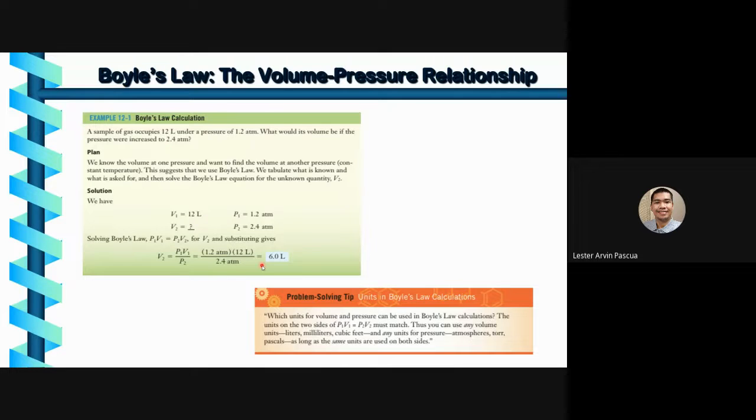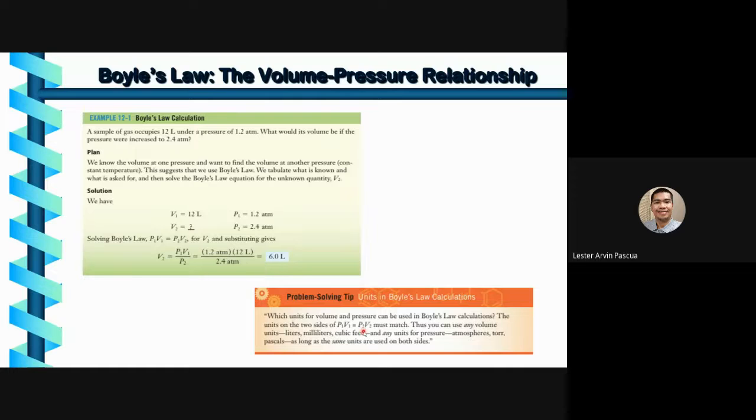Which kind of makes sense because your 2.4 is 2 times your 1.2. So, you kind of expect na magiging half naman ang mangyayari doon sa volume mo. From 12, magiging half siya into 6. No? Okay.